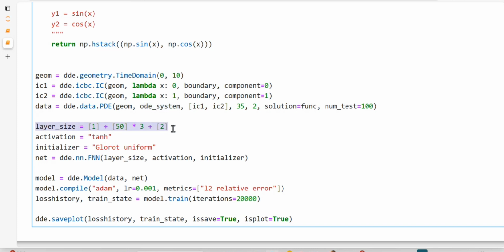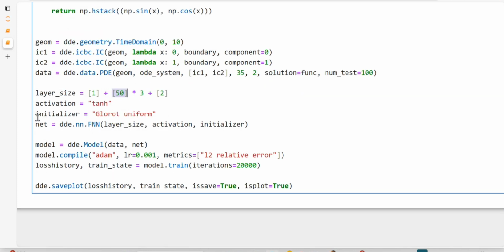Layer size. This is the network. First, we have, for example, one input. This is a kind of artificial neural network. Then we have 50. 50 is your hidden layer. There are 3 hidden layers, and each hidden layer contains 50 neurons. And there are 2 outputs. Activation function is tangent hyperbolic, and initializer, which gives you the initial data.